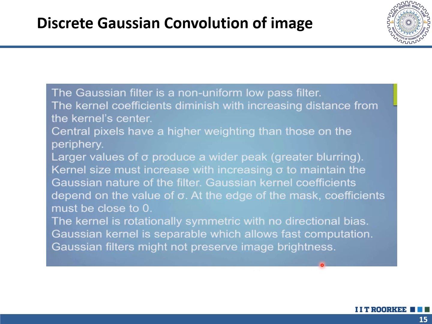Gaussian filters might not preserve image brightness. This is also true because when convolving with Gaussian filters, it takes, not exactly an average, but it maintains the brightness of its nearer peaks. So it might not preserve the image brightness.